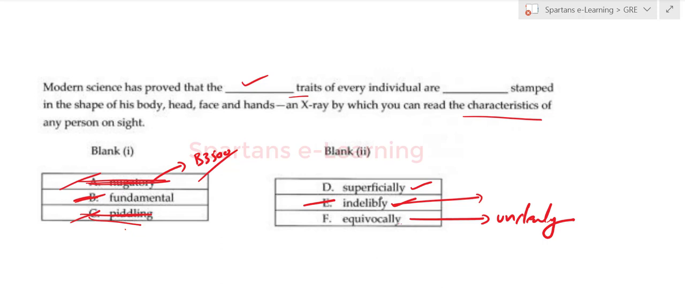So indelibly stamped means they are actually unerasably printed. So you have to opt for indelible, not superficial, because superficial means here the traits won't be so important. These traits are so important that they are indelibly stamped. Okay, that's it. So you have to answer your questions based on the keywords and the connectors and the meaning of the sentences given, right?